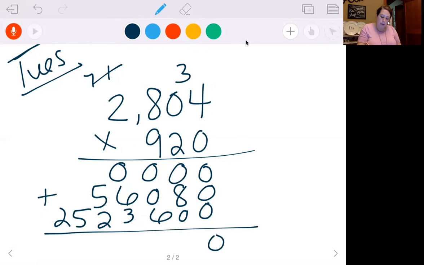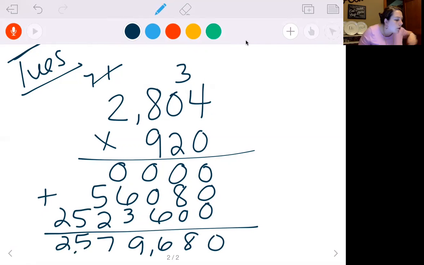Add it all up. 0, 8, 6, 9, 5, 6, 7. Okay, let me double check that that is correct. 2,579,680. Yes, so this is correct. So I'm going to let you go on to classwork. It won't be this hard. It'll actually be a little bit easier, but if you can do these, you can do any of them.